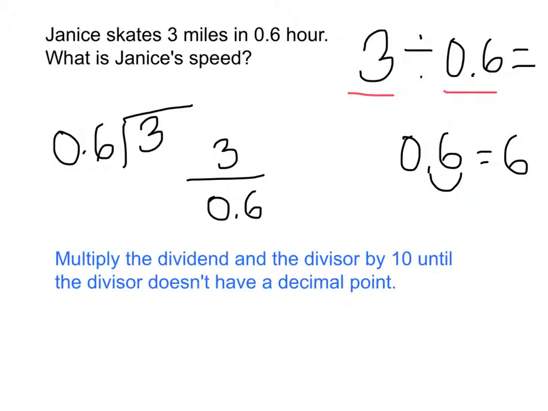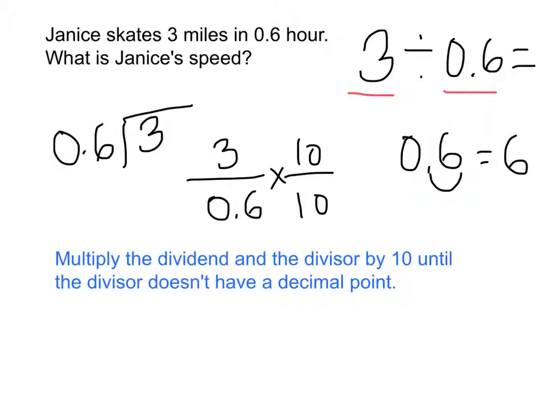Can I multiply the top and the bottom of the fraction by 10 and still have the same number? Can I multiply this by 10 over 10? Is 10 over 10 the same as 1? Can I multiply by 1? So can I multiply 3 over 0.6 by 10 over 10? Okay, if I were to multiply the bottom by 10, will that get rid of the decimal?